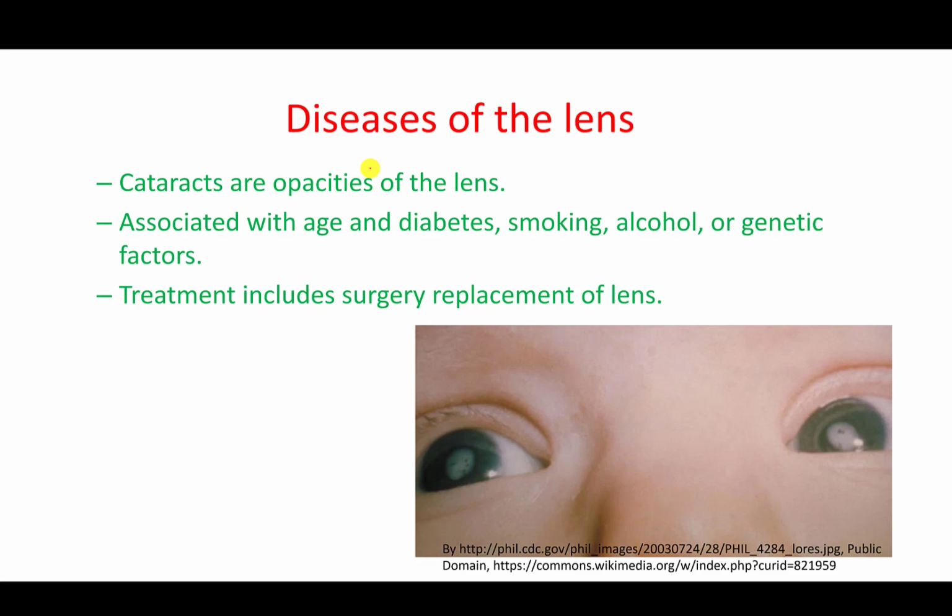Now, in certain conditions, we have opacities in the lens. So it means that the light cannot pass in. And that's a condition called cataracts. Sometimes there are genetic factors that will contribute to this, but other factors might be smoking, alcohol, diabetes, age. Sometimes all of those will contribute to the cataracts. So sometimes the lenses have to be replaced in order to allow the patient to see again.